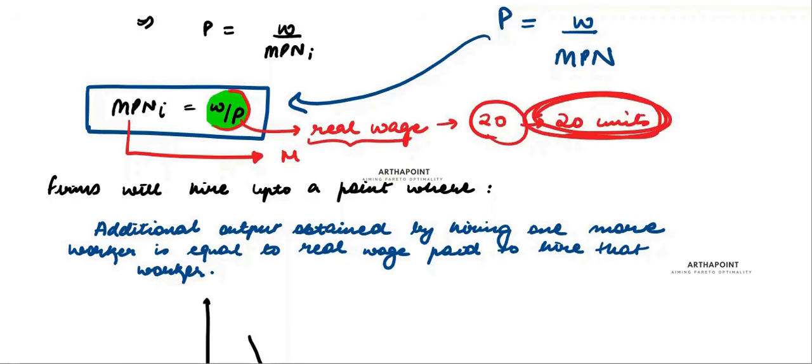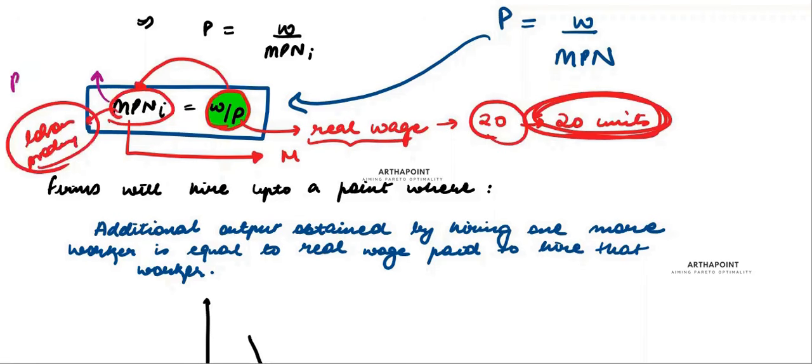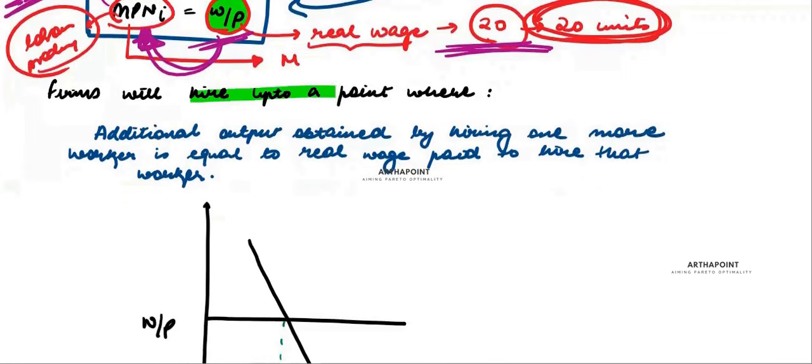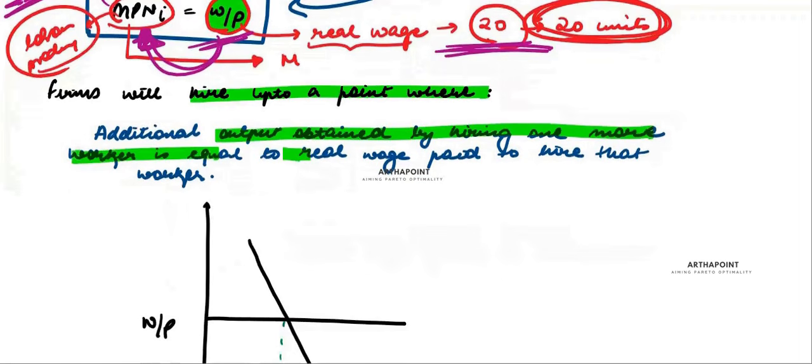And my real wage is equal to the marginal product, which is what the labor is producing, right? So I'm saying when I hire a new labor, whatever he produces is equal to whatever I pay for it. I will only pay for what he produces. If he produces 10 units, I will only pay real wage up to 10 units. So the firm will hire up to a point where the additional output obtained by hiring one more worker is equal to the real wage paid for hiring that worker.